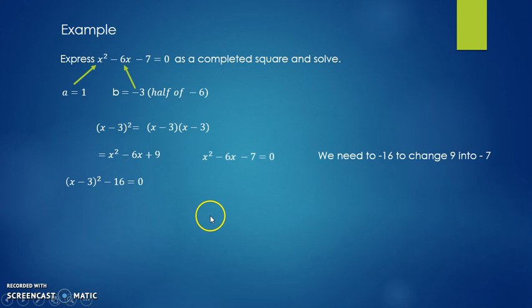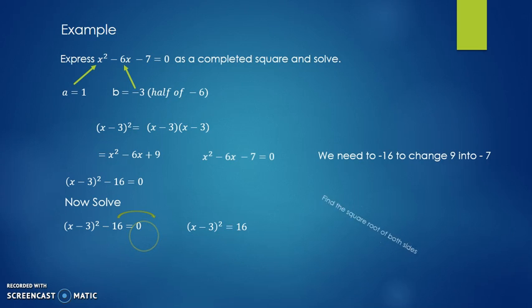Okay, now it's time to solve. So let's write down x minus 3 squared minus 16. The first thing we do is to add 16 to both sides of the equation. So we move the 16 over. So we've got x minus 3 squared equals 16. Then we find the square root of both sides.